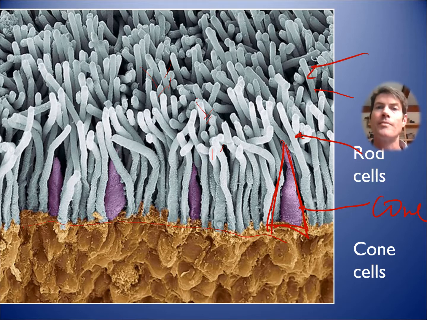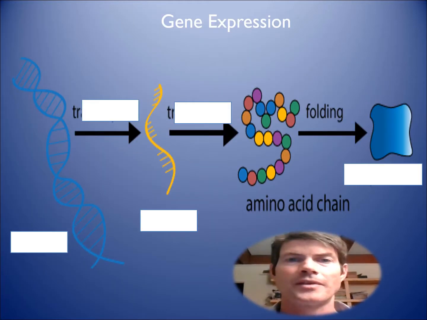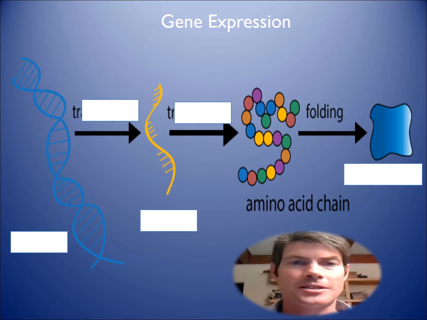Rod cells, they just sense any kind of light whatsoever. Tiniest, 1 photon, supposedly, they've been measured being able to pick up. The cone cells are for color vision. So color vision from those cone cells. Pretty cool. Here's how genes get expressed.